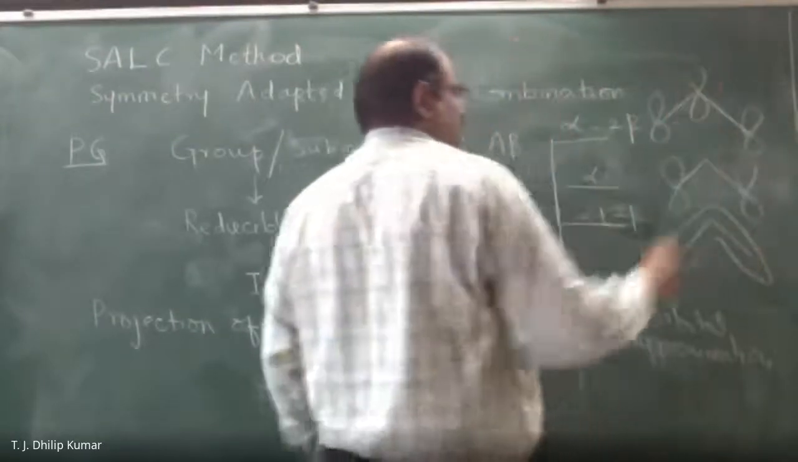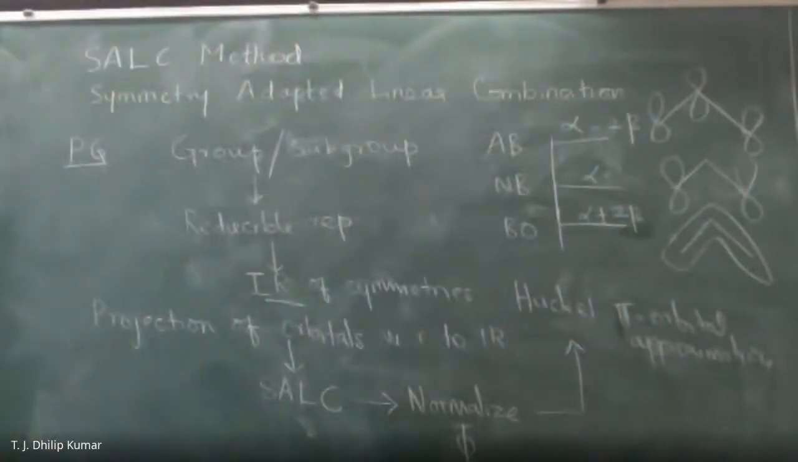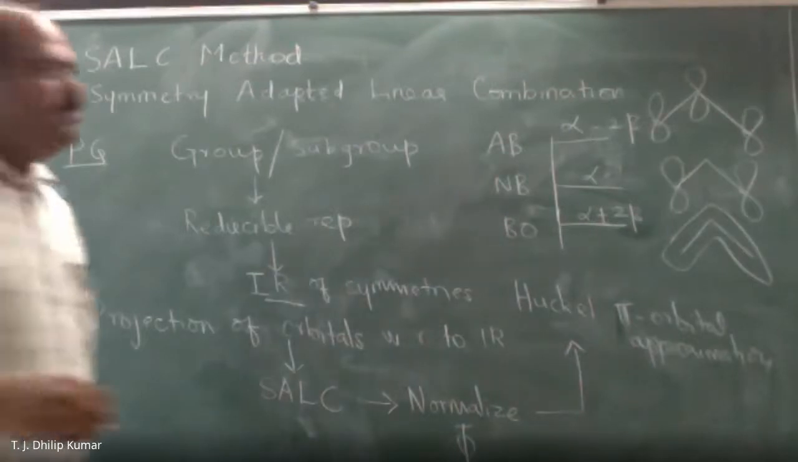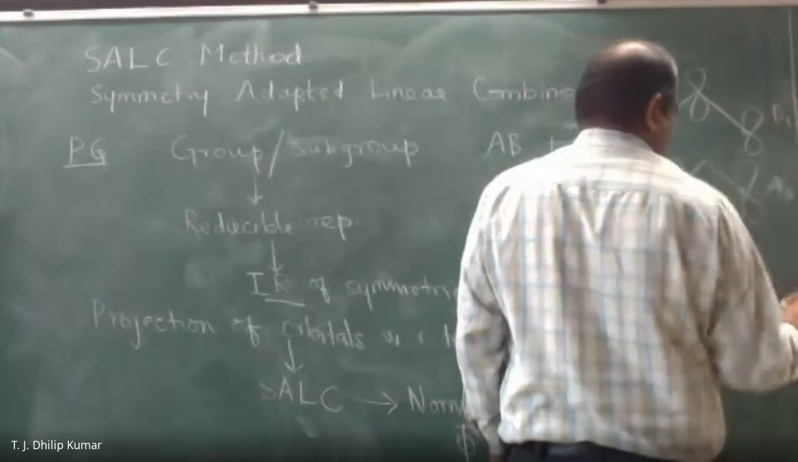You get something like this. This is of one symmetry and the other 2 were of another symmetry. Right? This is what we did last class. So this is A2 and B1. This is A2 symmetry and this is B1 symmetry.